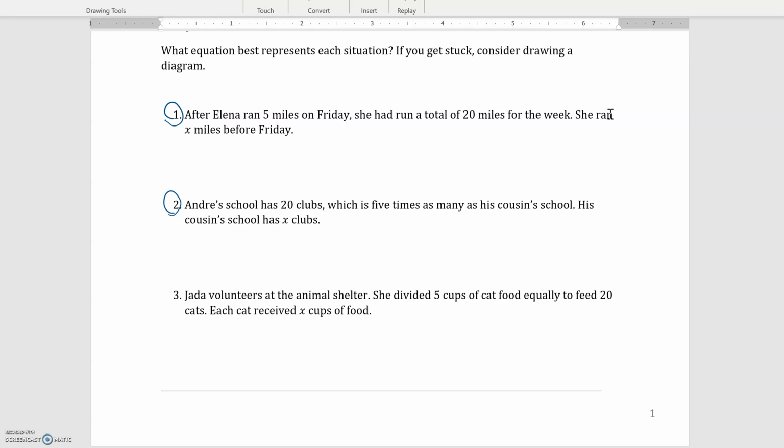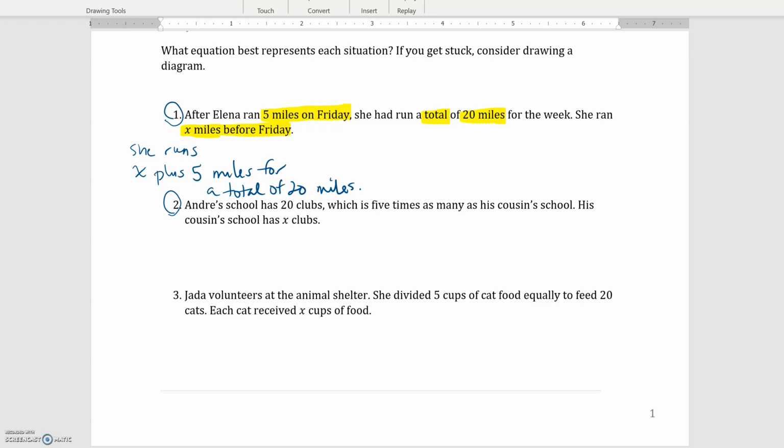So for example, after Elena ran 5 miles on Friday, she had run a total of 20 miles for the week. She ran X miles before Friday. So what I'm seeing here is that there's a week and she runs 5 on Friday and X before Friday. So therefore, she runs X plus 5 miles for a total of 20 miles.